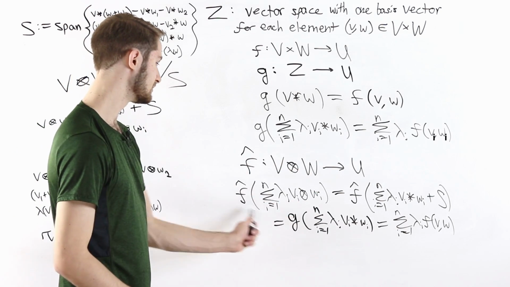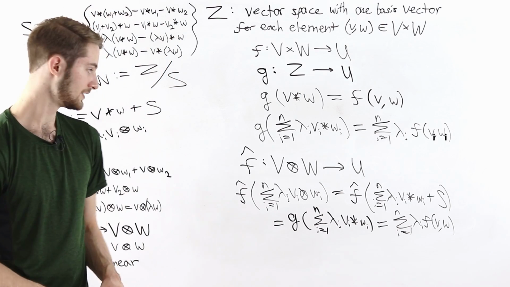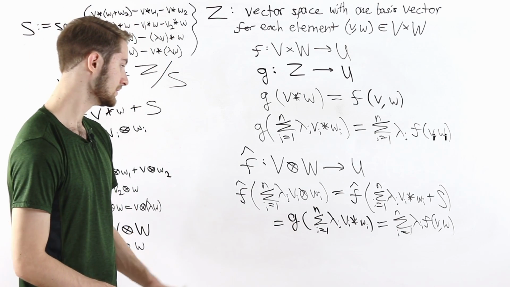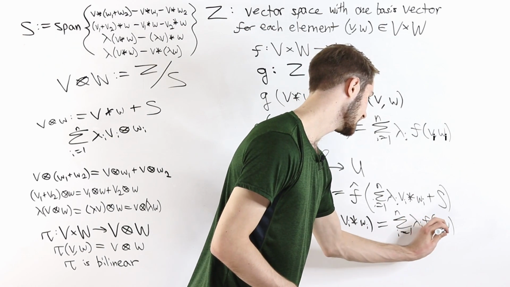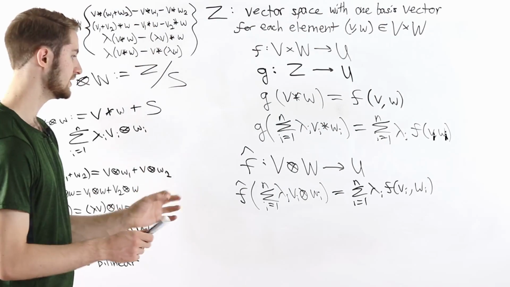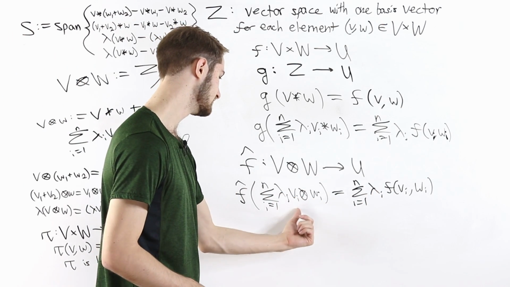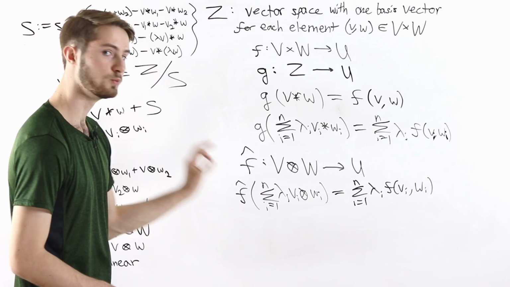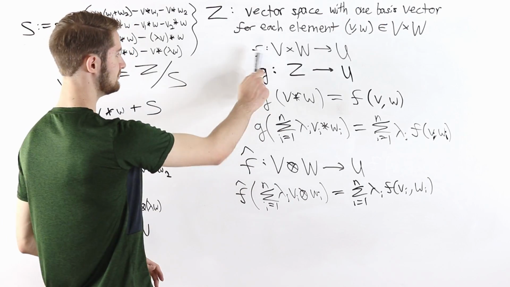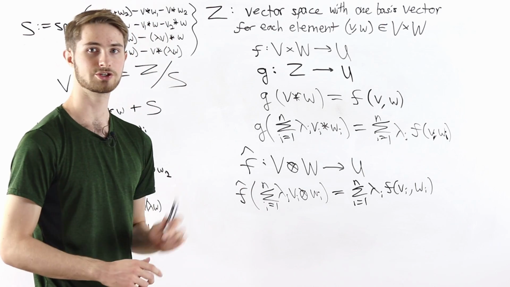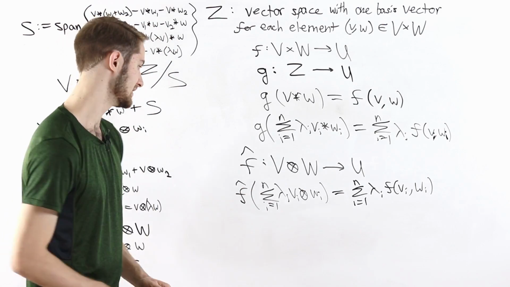We have some arbitrary finite linear combination of these pure tensors v_i tensor w_i. If we apply f hat to that sum, what we get is the sum of lambda i times f of v_i comma w_i. So now we know that this function f hat, defined in terms of f applied to these pure tensors v_i and w_i, is a well-defined function on the tensor product. So for any bilinear map on V cross W, this gives us a function on the tensor product, and we know that it's well-defined. We don't have to check anything.